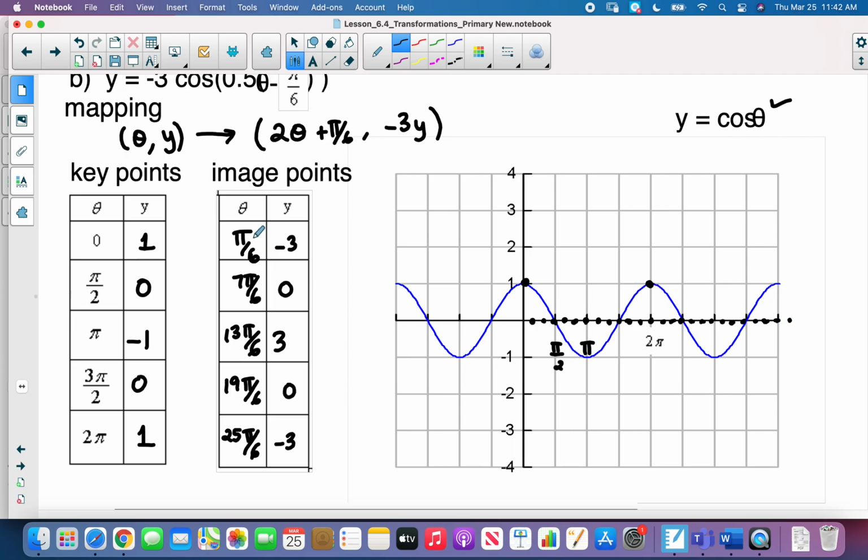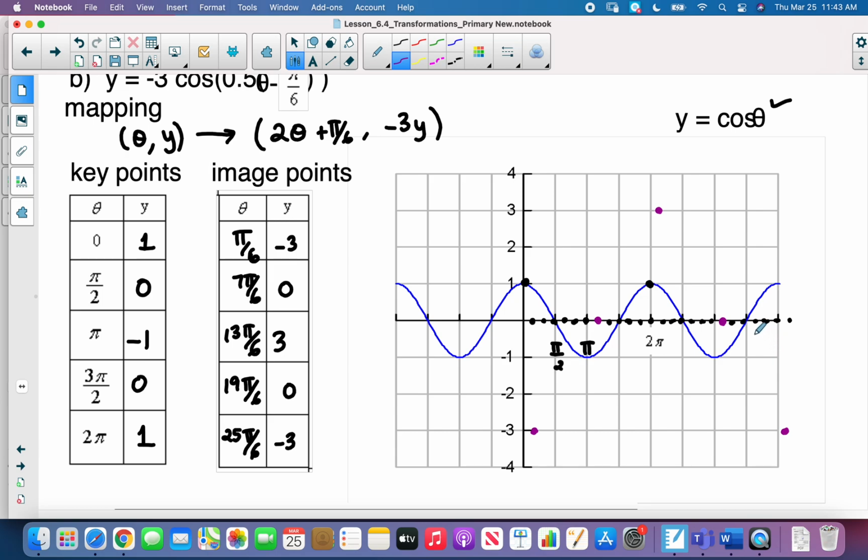The reason I do that is so I can easily plot the points. If I want pi over 6 and -3, that would be this point right here. Let me do that in a different color, purple. Then 7 pi over 6 and 0 is this point here. 13 pi over 6 and 3 will be up here. 19 pi over 6 and 0 is back here. 25 pi over 6 and -3 will be down here.